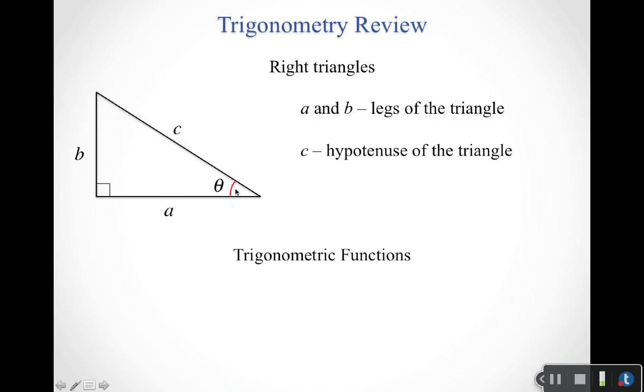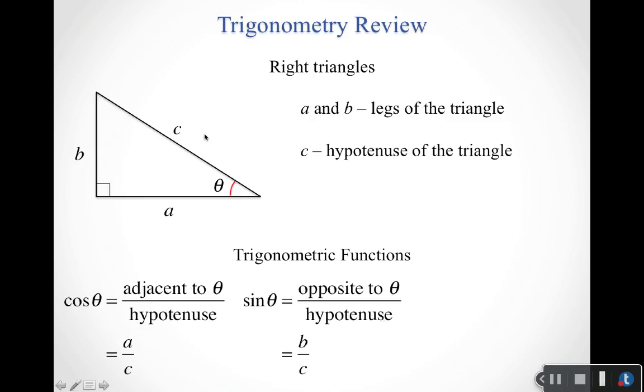So in the same way that C is opposite the right angle of our right triangle, B is now opposite the angle theta. And so knowing that, we can go through and set up our trigonometric functions. So again, the cosine is defined to be the adjacent side to our angle theta over the hypotenuse. So cosine theta, in this case, would be adjacent side A over hypotenuse C.